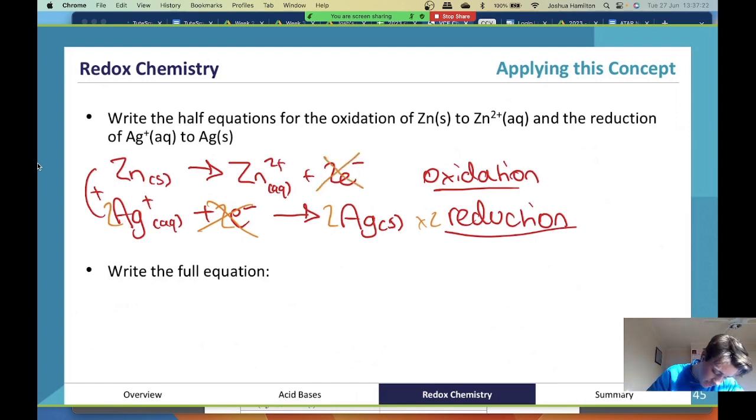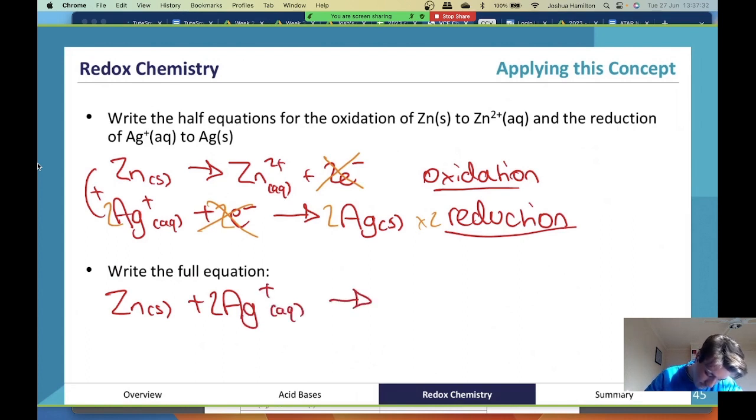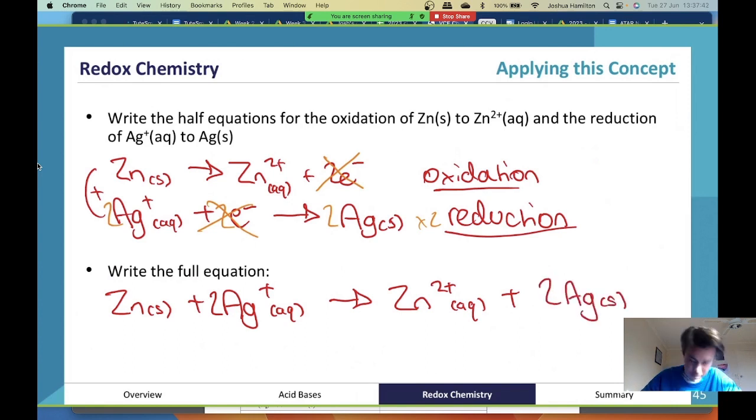So my overall equation is going to be zinc solid plus 2 Ag+ aqueous goes to Zn2+ aqueous plus 2 Ag solid. And that there is my full redox equation. That is what's going on there. As you can see here, I've removed my electrons by doubling the bottom equation. I've removed them because they cancel each other out, and then I have my full equation here.